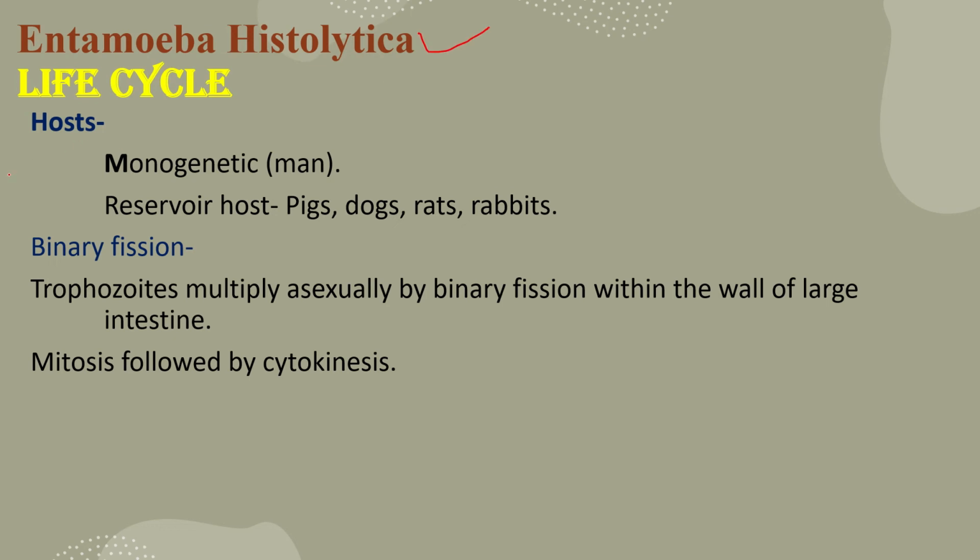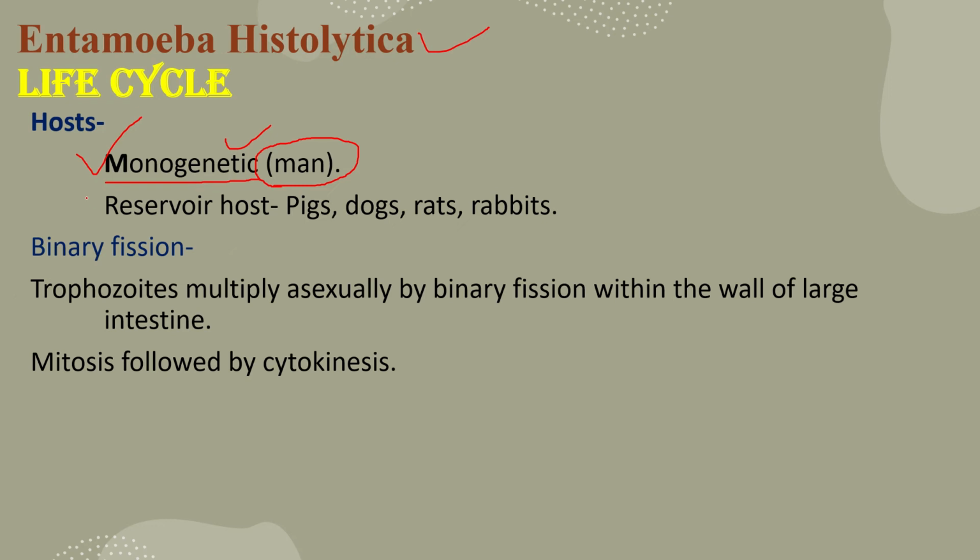This organism, Entamoeba histolytica, is a monogenetic organism. Monogenetic means that this organism requires only one host to complete its life cycle. The primary or main host of this organism is the human being, or man. So Entamoeba is a monogenetic organism requiring only one host to complete its life cycle.